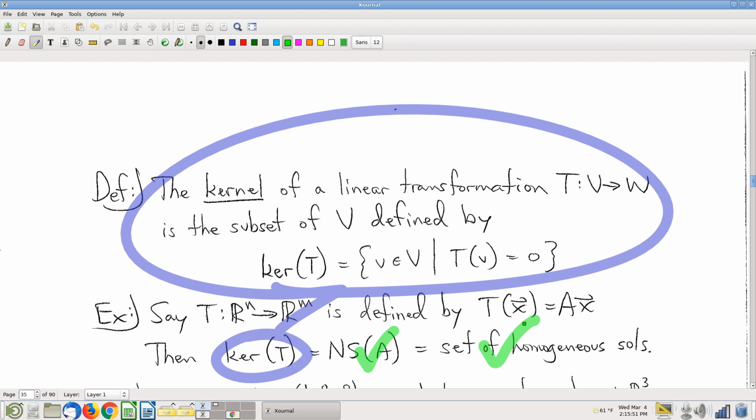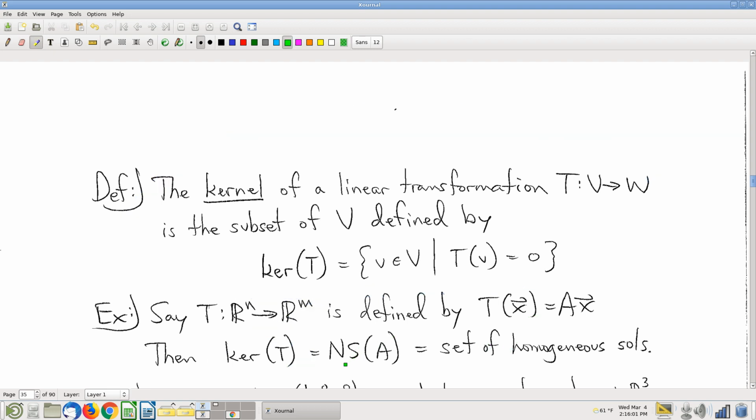Which brings up the question of, okay, well then why do we need a new word? I mean, if kernel's the same as null space, then why talk about kernels? Why not just say null space? It's just a point of language. The term null space is understood to refer specifically to matrices. By comparison, the word kernel can be used for any linear transformation, and don't forget, there are lots of linear transformations that are not actually matrices.